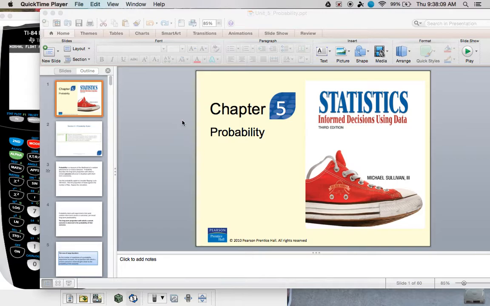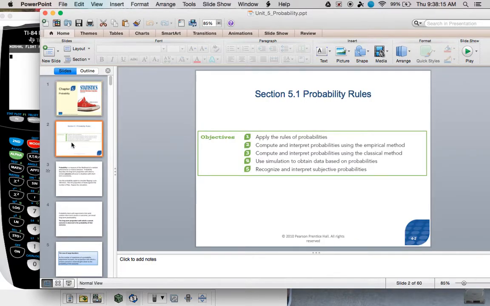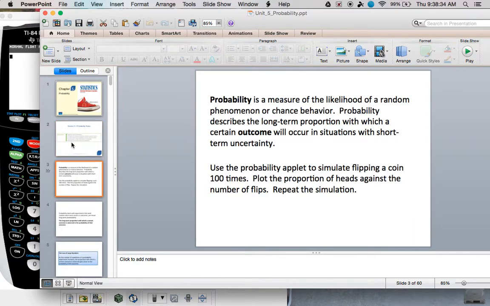So I'm going to combine 5.1 and 5.2 together. Okay, so we'll go over some basic probability rules. We're going to kind of skip objective number 4, using simulation to obtain data. If you take a probability and statistics course after high school, you'll be dealing with this, but it's not necessary for this particular course. So what is probability?